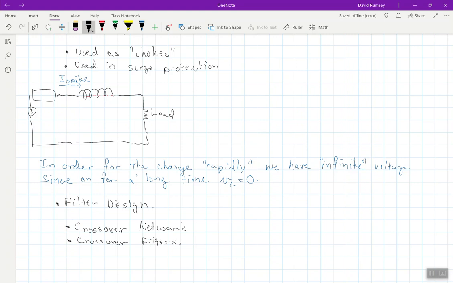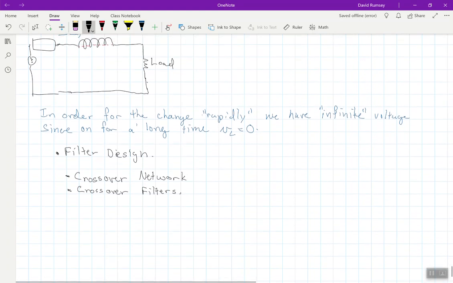Because really what you're doing is creating filters, filtering your audio such that the low frequencies go to the woofer and the high frequencies go to the tweeter. But you're making sure that you're doing it in a way so that the entire audio signal still gets played out on the speaker, so that you're not suddenly missing some frequencies in the middle of the audio signal. And often we'll use inductors in some of those crossover networks. So lots of applications for inductors.